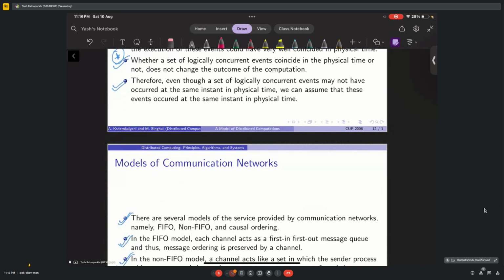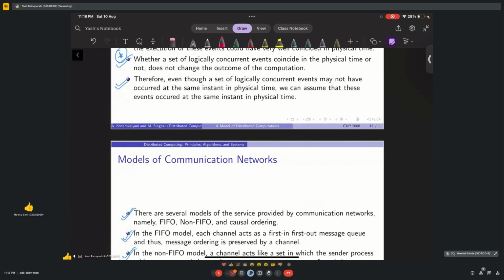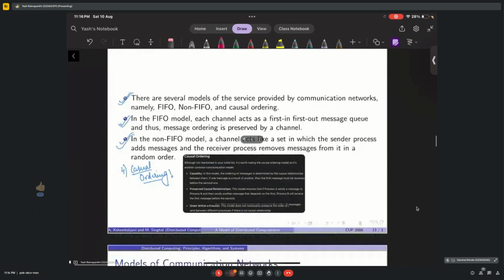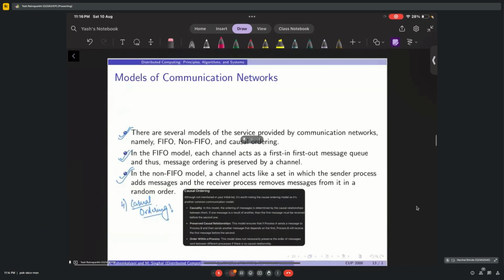Bhavesh, Anshul, Chandrabaan, other guys, is everyone understanding clearly? Yes, it's clear. Yes, bhai. Yep. Cool. Great. Moving to the next thing.